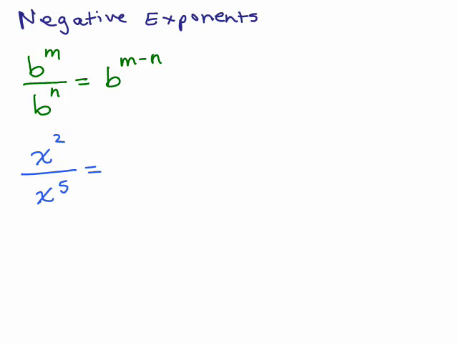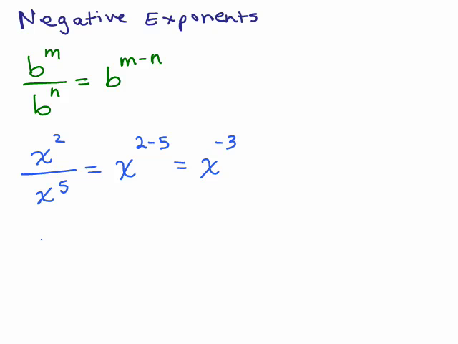To understand negative exponents, let's consider the quotient rule. If you have the same base, b to the m over b to the n, the answer is b to the m minus n. You take the exponent in the numerator and subtract the exponent in the denominator, and you just write the base once. So let's do it for this problem, x squared over x to the fifth. Since the base is the same, x, subtract the exponents, and that gives x to the negative 3. So therefore, x squared over x to the fifth equals x to the negative 3.